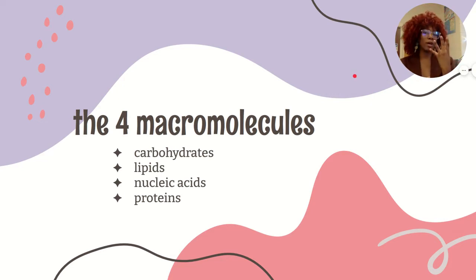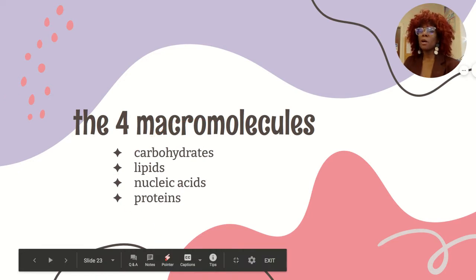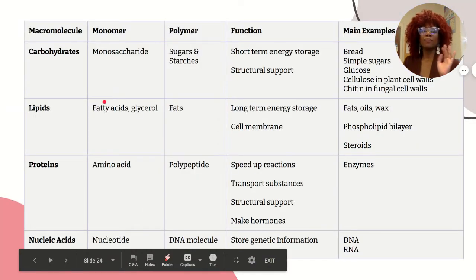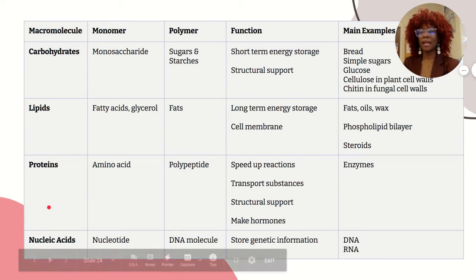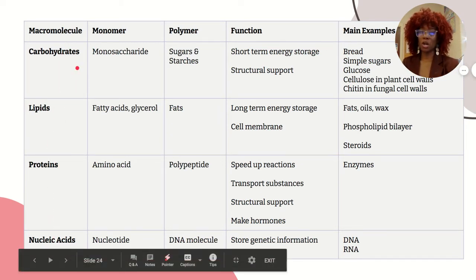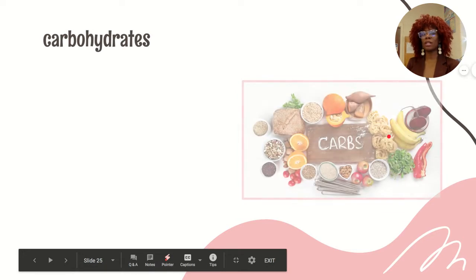So we have 4 macromolecules, aka biomolecules, aka our polymers. We have carbohydrates, lipids, nucleic acids, and proteins. We've already talked about most of these, and you probably know about them, but let's get into it anyways. By the end of this lesson, you should know these 4 names, their functions, and main examples. We're going to go through them individually right now.